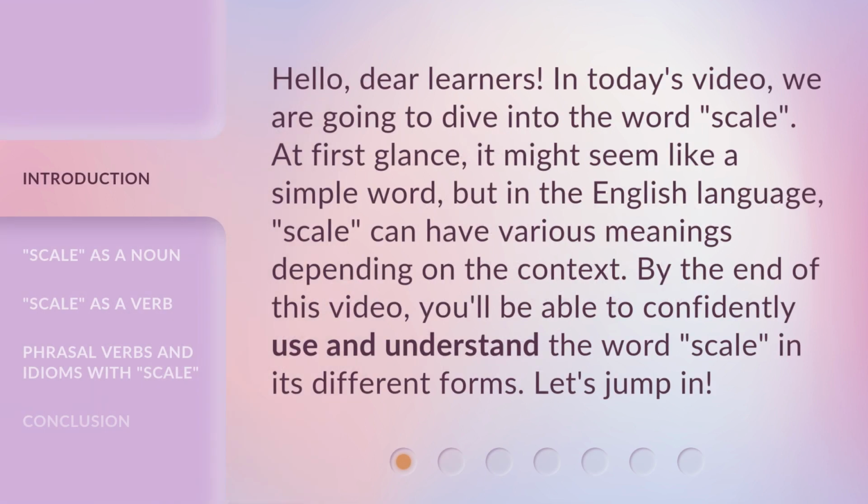Hello, dear learners. In today's video, we are going to dive into the word scale. At first glance, it might seem like a simple word, but in the English language, scale can have various meanings depending on the context. By the end of this video, you'll be able to confidently use and understand the word scale in its different forms. Let's jump in.